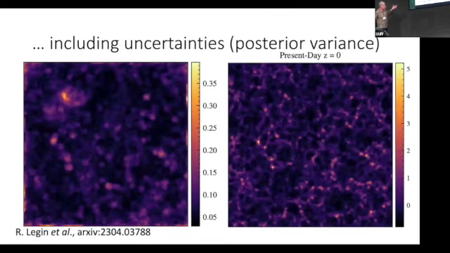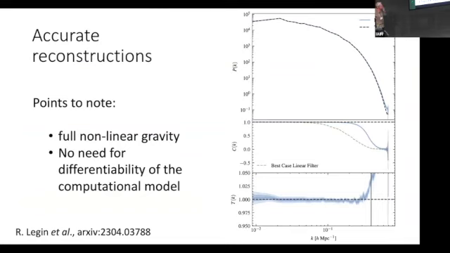Because we have samples, we can also measure the uncertainties in the reconstruction. And you can see very nicely that the uncertainties are large in the overdense regions. And there are good physical reasons for that. I'm happy to explain if you have questions.